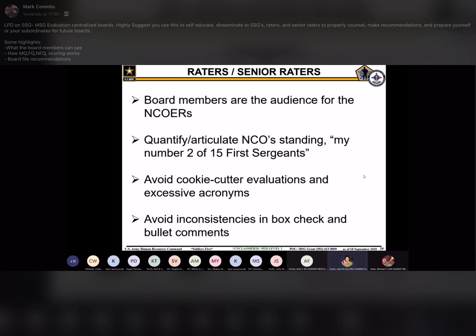Okay, if you're quantifying and articulating, it does not have to be with what you currently rate or senior rate. So let's say you rate a staff sergeant, you rate 3 staff sergeants, right? Of course, you have your number one. The number one is always clear, and then maybe your number 2 and your number 3 are close. I mean, they're all good.